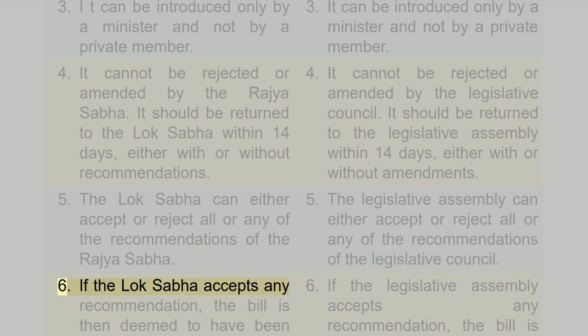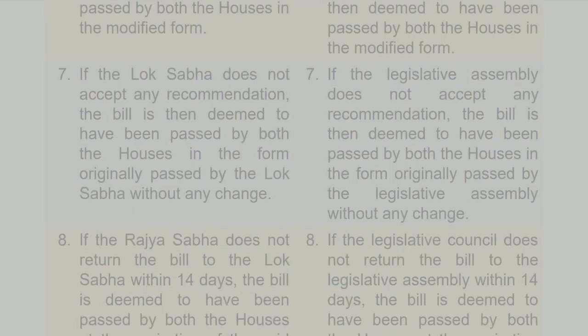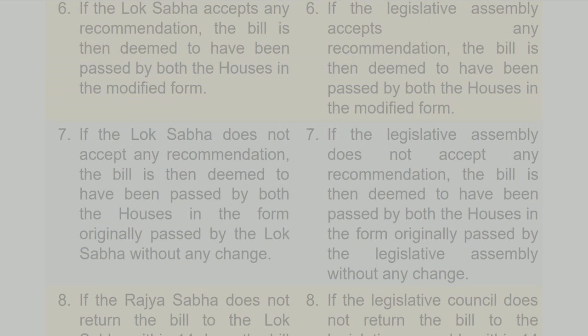6. If the Lok Sabha accepts any recommendation, the bill is then deemed to have been passed by both the houses in the modified form. 6. If the Legislative Assembly accepts any recommendation, the bill is then deemed to have been passed by both the houses in the modified form. 7. If the Lok Sabha does not accept any recommendation, the bill is then deemed to have been passed by both the houses in the form originally passed by the Lok Sabha without any change. 7. If the Legislative Assembly does not accept any recommendation, the bill is then deemed to have been passed by both the houses in the form originally passed by the Legislative Assembly without any change.